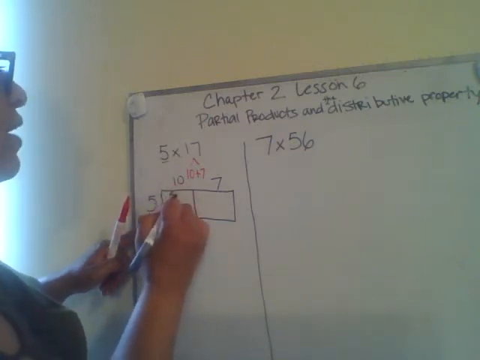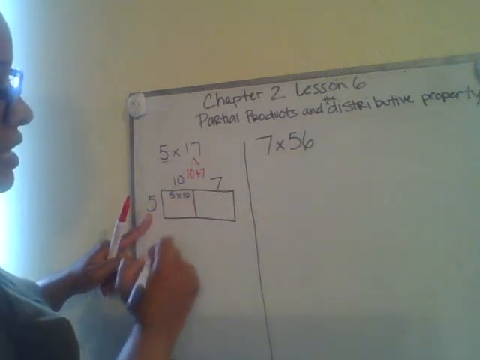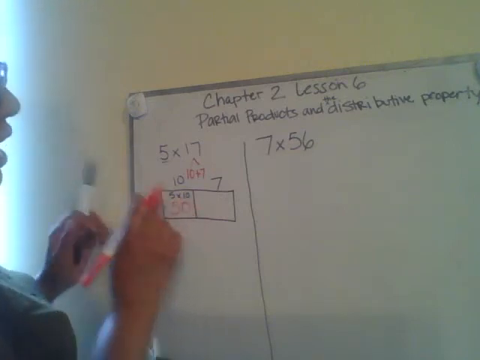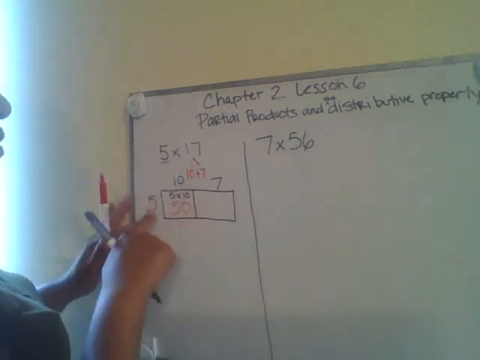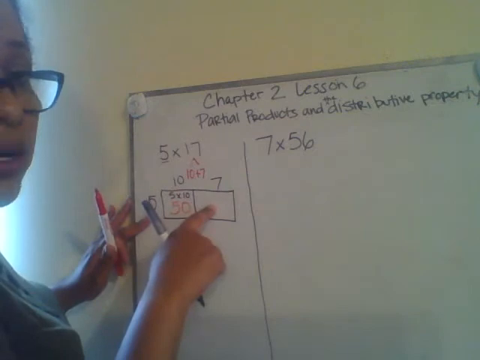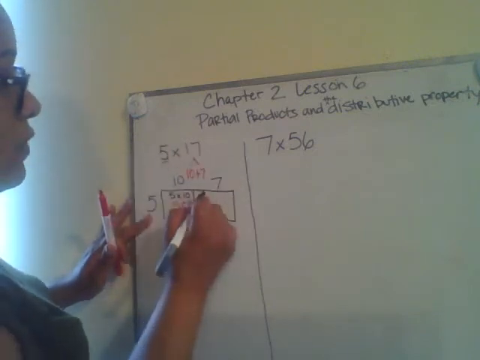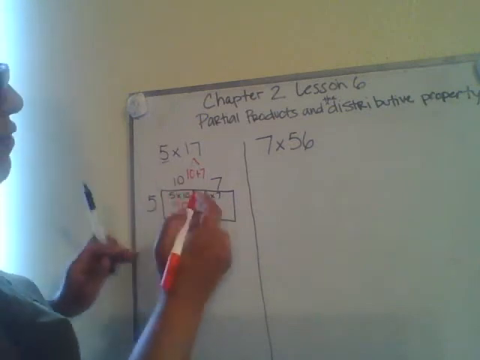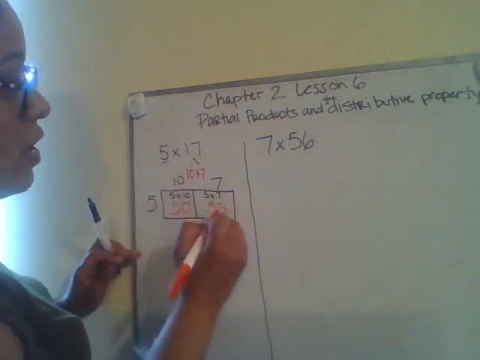So if you need to remember that, then you can put 5 times 10, and then your answer would be 50. And again, if you can just simply do the math and do 5 times 7, which is 35, you can just put 35. Or if you need a reminder, you can put 5 times 7 in this box, and 5 times 7 is 35.